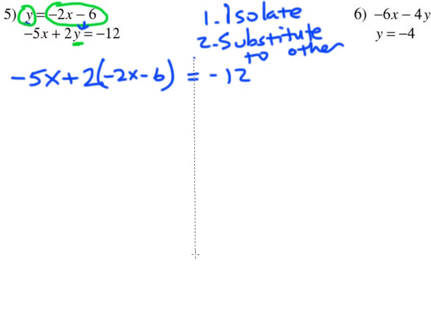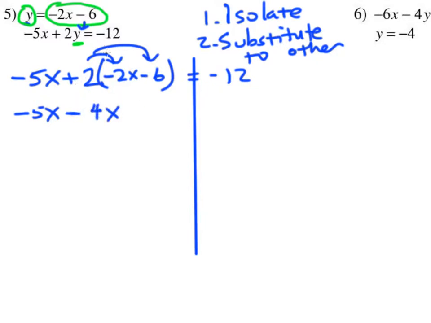So what do we get here? Negative 5x plus positive times a negative. 2 times negative 2, that's going to be a negative 4. So it looks like this is actually going to be a negative. You can erase that or just put a negative plus a negative, that's fine too. Negative 4x. And 2 times negative 6, that's going to give me a negative 12.